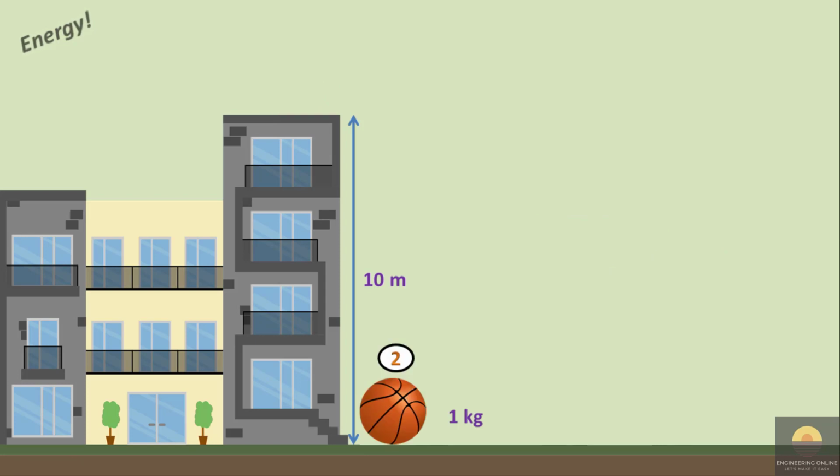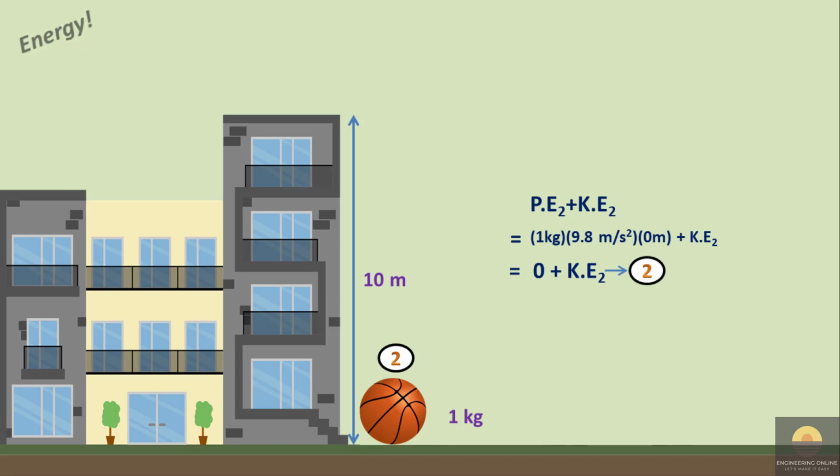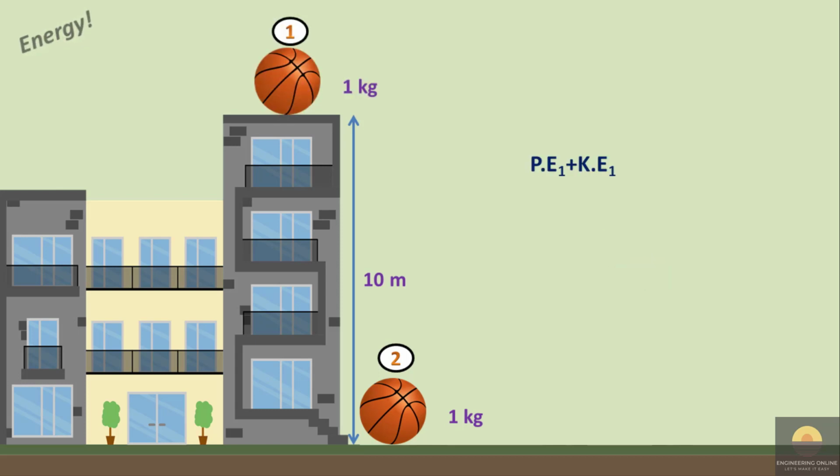At the final state, as the ball hits the ground, its potential energy will be equal to 0 since the height is now 0. That is, PE2 plus KE2 is equal to 1 times 9.8 times 0 plus KE2, and will be equal to 0 plus KE2. And this is for equation 2. Since PE1 plus KE1 is equal to PE2 plus KE2, it will be 98 joules plus 0 is equal to 0 plus KE2. And we get KE2 is equal to 98 joules.